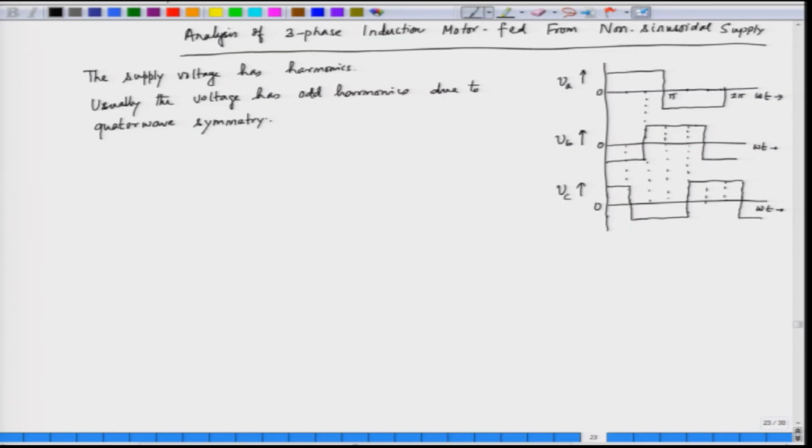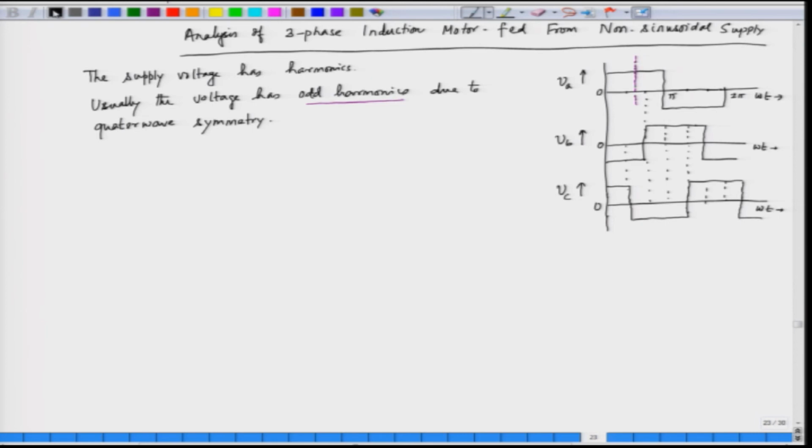So, if we see here 1/4 of the cycle, this is called the quarter wave. So, the left hand side is the mirror image of the right hand side, that is called quarter wave symmetry. So, because of the quarter wave symmetry, the supply voltage will have odd harmonics.